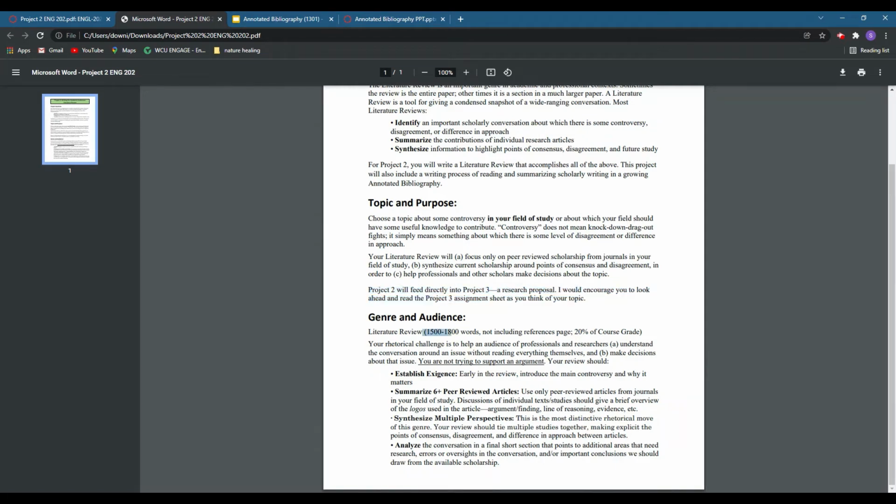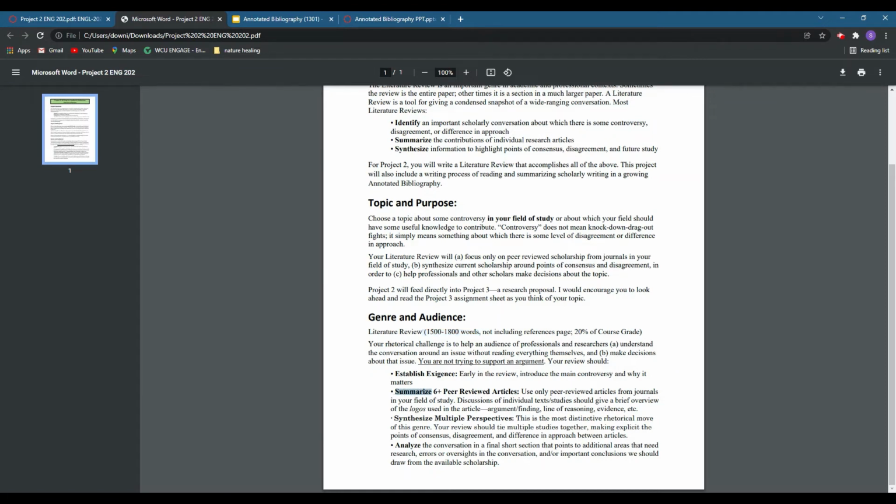The format, it needs to be about 1500 to 1800 words. This is going to be about 5 to 6 pages of writing, not including your references page. Your annotated bibliography will not be a part of that, but everything you do for your annotated bibliography can be used in your literature review, if that makes sense, which it will, I suppose, in the coming weeks when we look at that a little bit more.